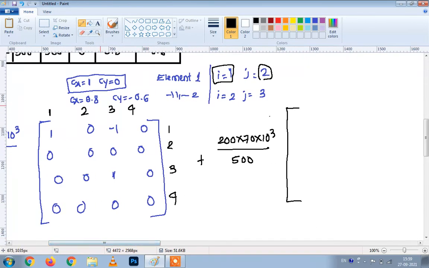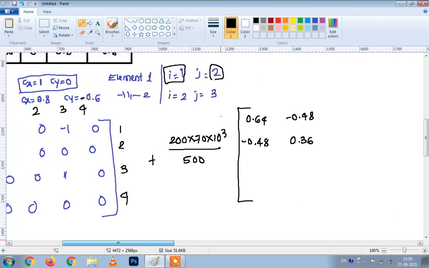So Cx square is 0.8 square, so it is 0.64. Cx into Cy, so 0.8 into the value of Cy, which is minus 0.6. So this will become 0.6 into 0.8, minus 0.48. Cx Cy again here, 0.48, and here Cy square, so minus 0.6 square will become plus 0.36. We just need to find out these four values.